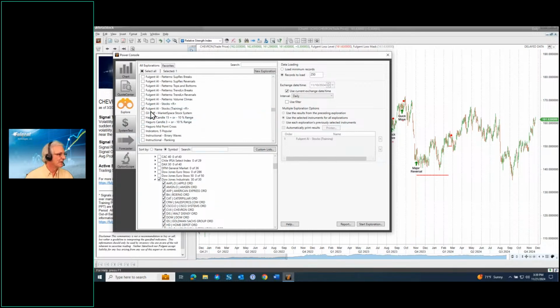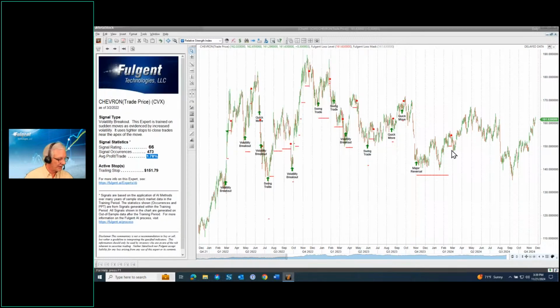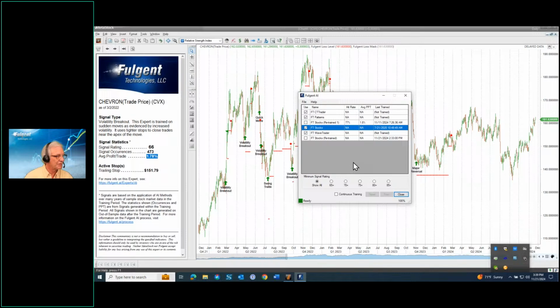It's fantastic. So you see here, Fulgent AI Stocks training. There's also a Fulgent AI Stocks, which is for just doing explorations on a trained knowledge base, but we're going to make a new one. So I'm turning on Fulgent AI Stocks training right there. And before I do this, I just realized I need to check because I may already have one by the same name that it's going to use.